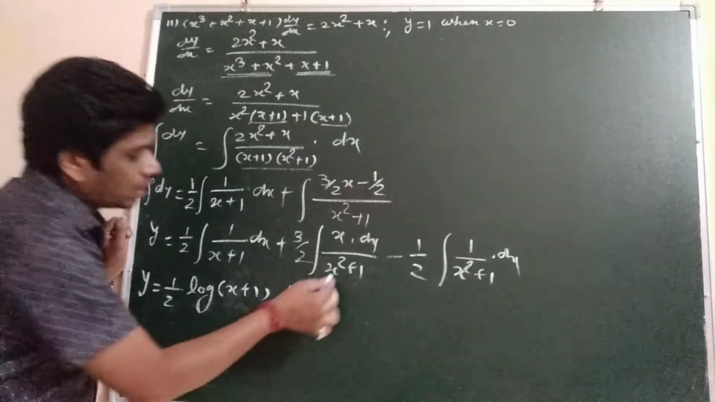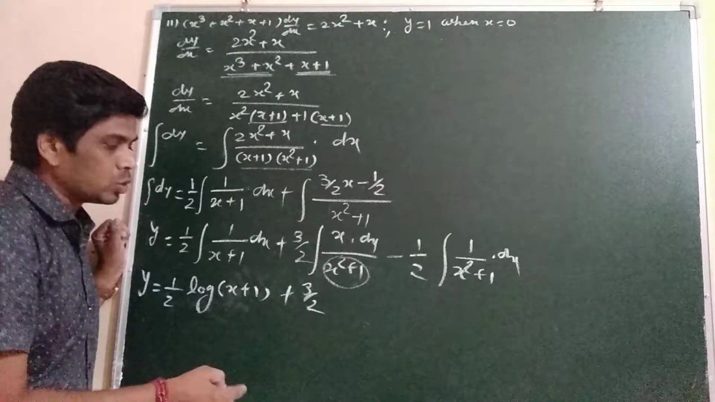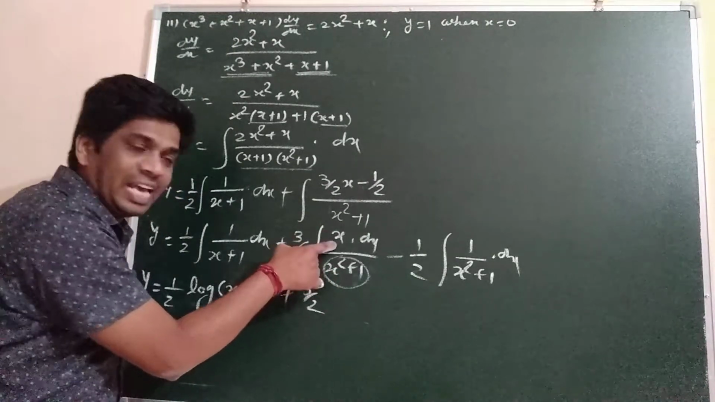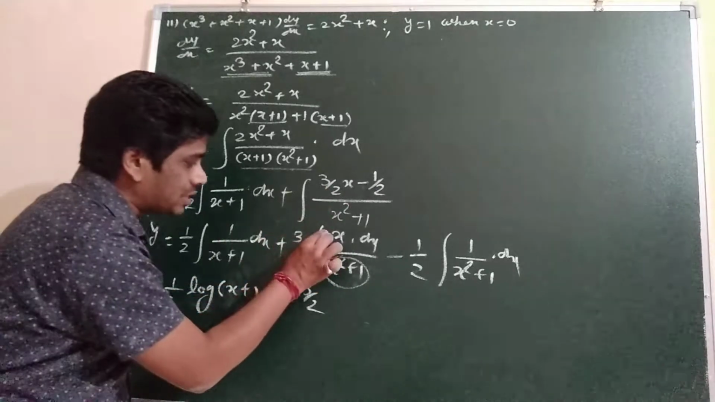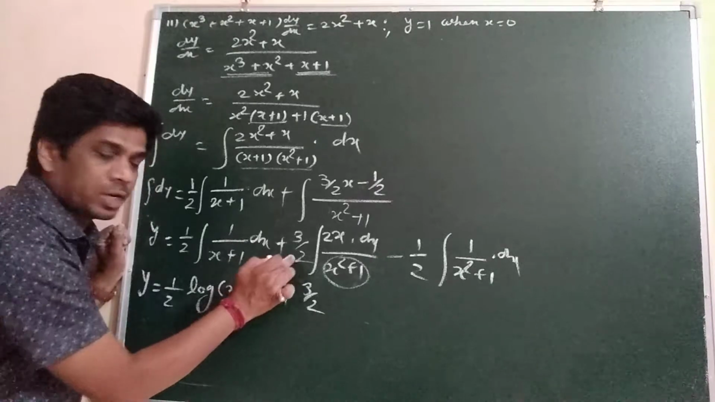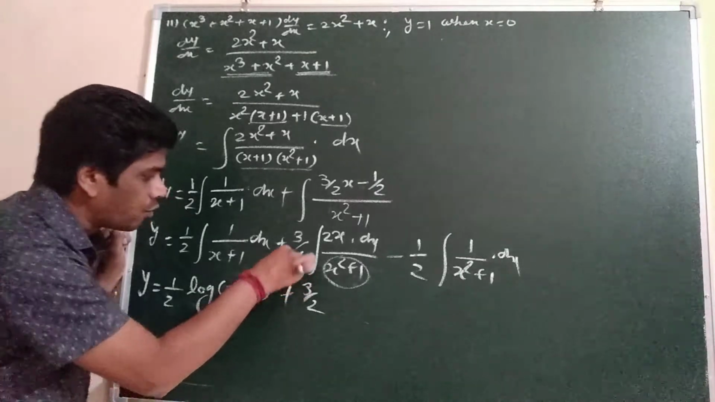Plus here 3 by 2. Here, if you take this as t, the derivative of this will be 2x. Here only x is given, so we have to balance this. So we write here 2, and we will multiply in the denominator also by 2. So 2 2s are 4.